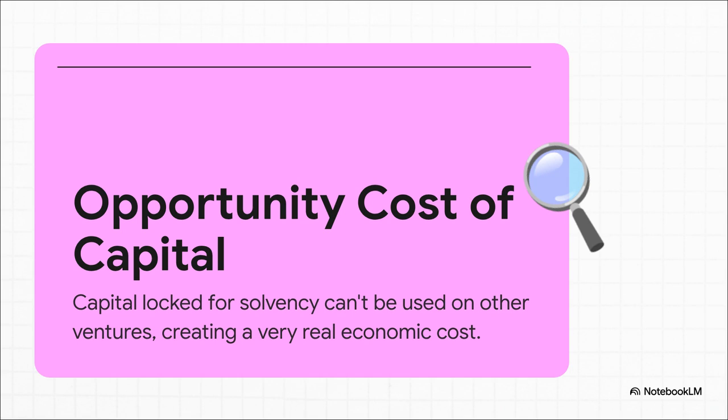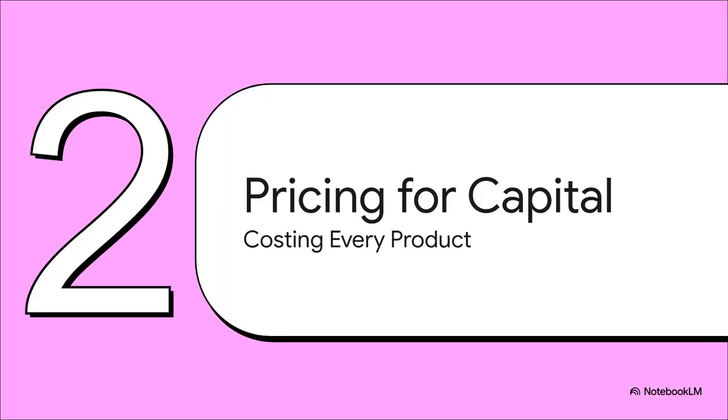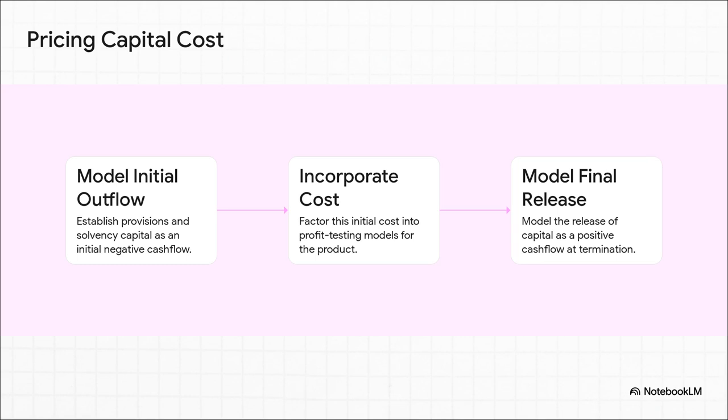So, if you have this real quantified cost, how do you actually account for it? Well, insurers have a very precise mechanism for this, and it gets embedded directly into the pricing of every single product they sell. And here's how it's done. This process takes that abstract cost and turns it into concrete cash flows that you can plug into a profit testing model. Right at the start, at time zero, you model a big negative cash flow.